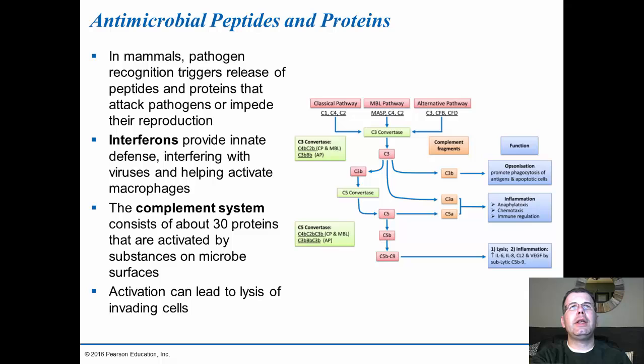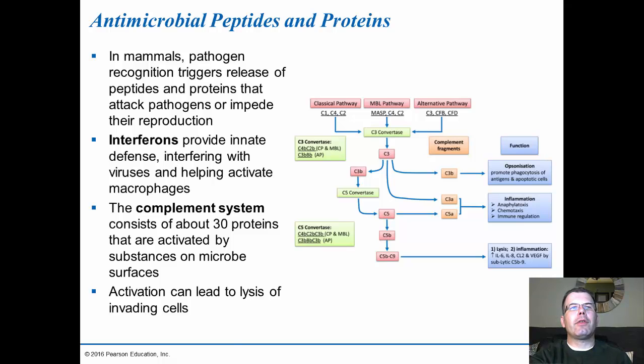Now, some of the other proteins and peptides that we have include recognitions that attack pathogens and impede their reproduction. One of these is interferons, which provide innate defense by interfering with viruses, and they help activate macrophages. They also send out the warning signal to other cells. If a cell is being infected by a virus, a lot of times it'll send out interferons and say, hey, I'm being infected. It's kind of a silent alarm, triggering other cells to start making defenses or signaling the macrophages or NK cells to come eat me because I'm not going to make it and I need some help.